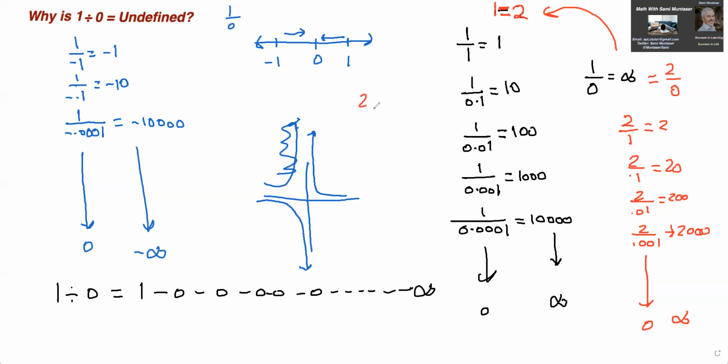And the same thing if we do it with 2 divided by -1, 2 divided by -0.1, and 2 divided by -0.001, this is going to get negative 2,000 here, and as we get closer to 0 from the left side, we're also getting close to negative infinity. And therefore, that's why you cannot say 1 and 2 are equal, because when you divide by 0, you don't get the same answer approaching from the left side and the right side. And this is it.